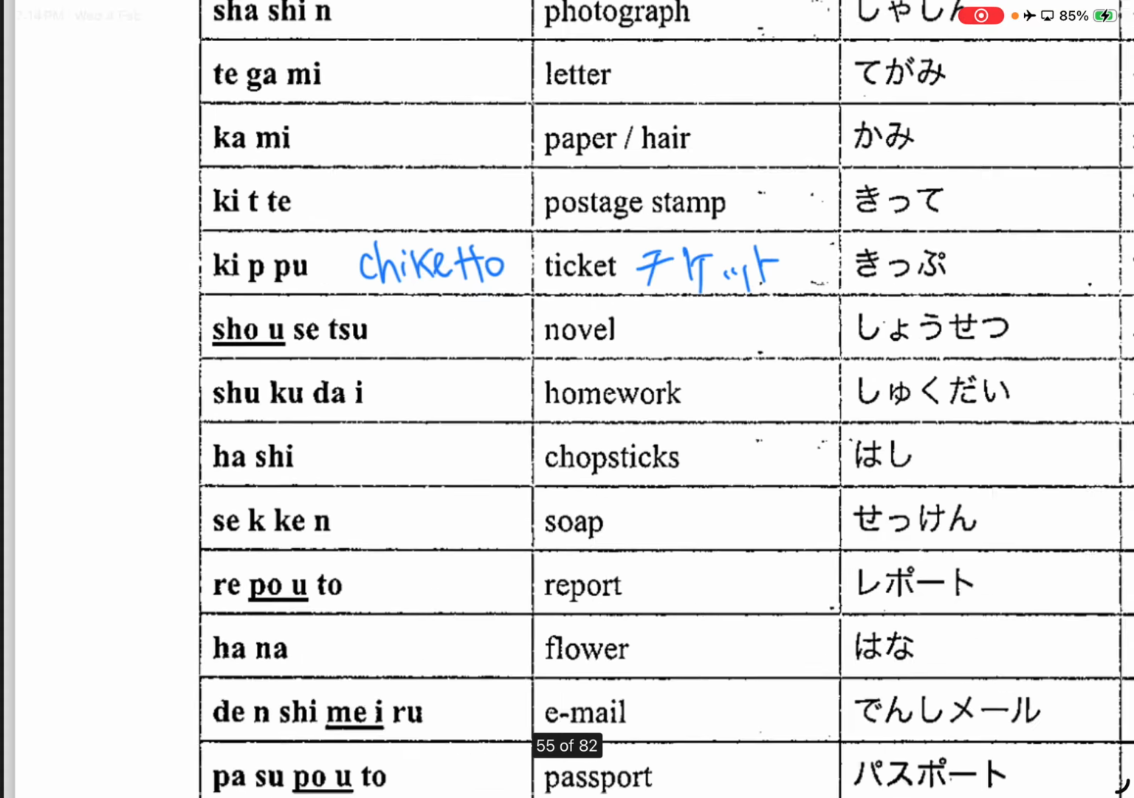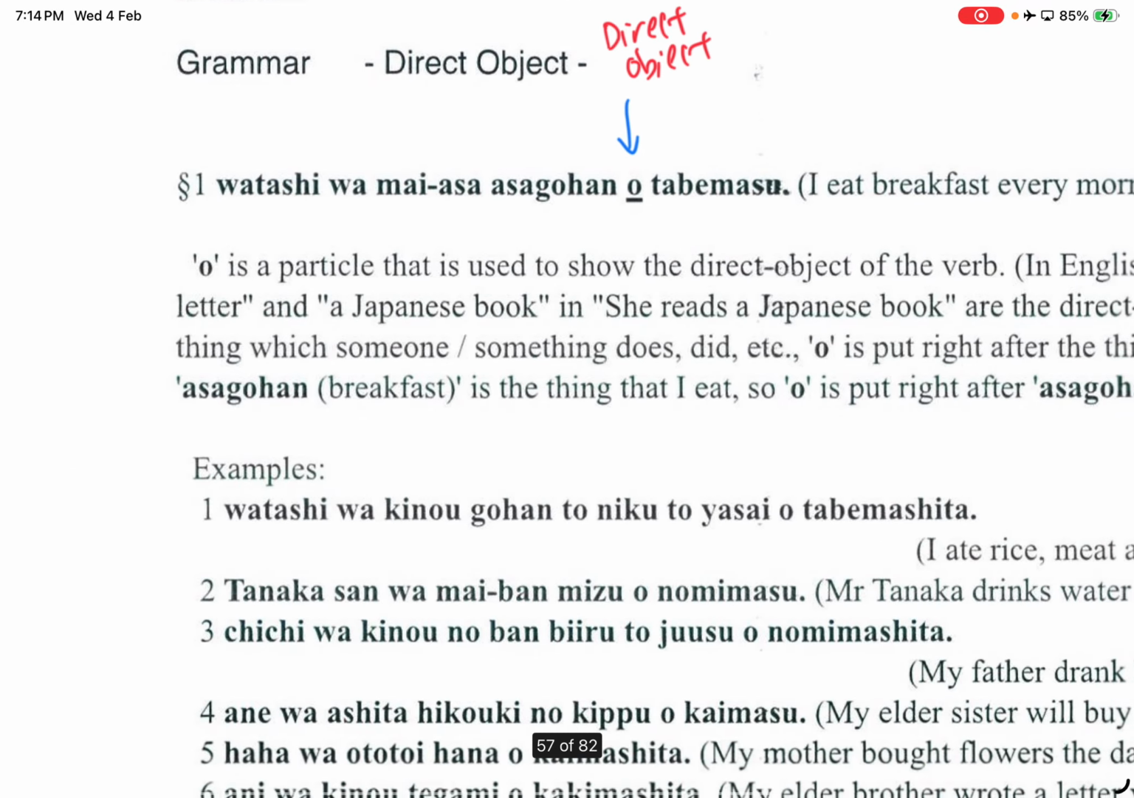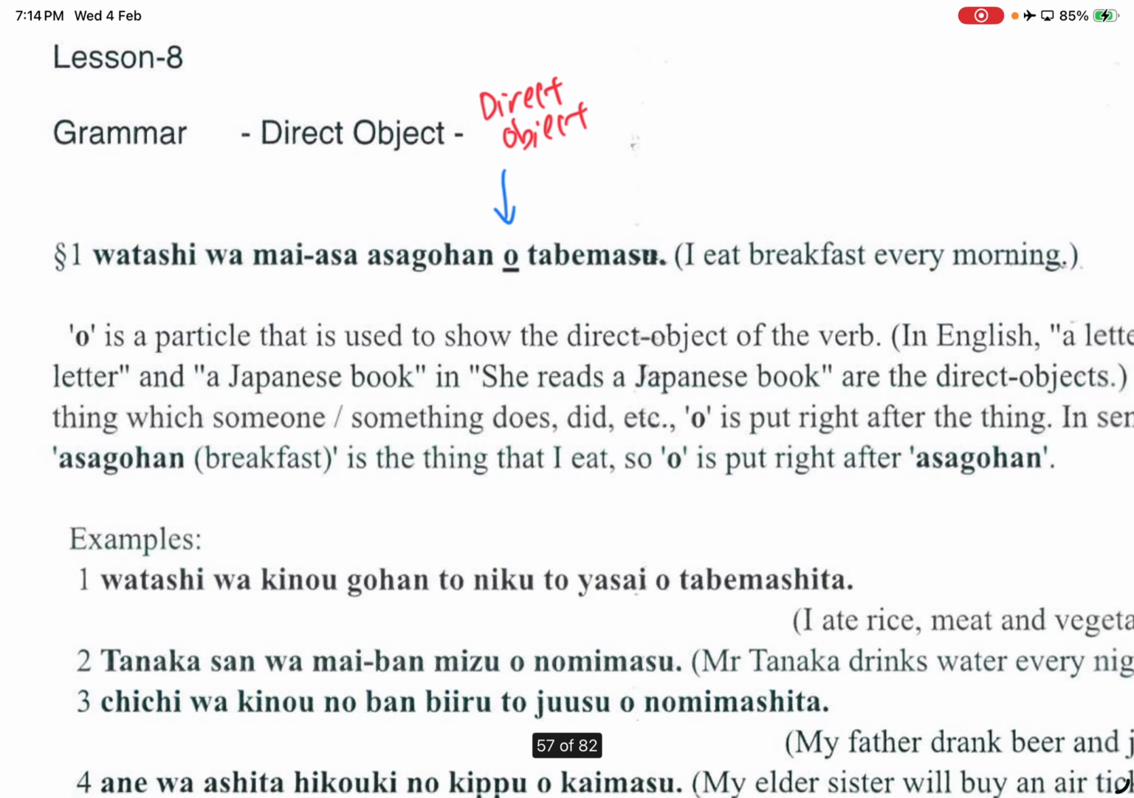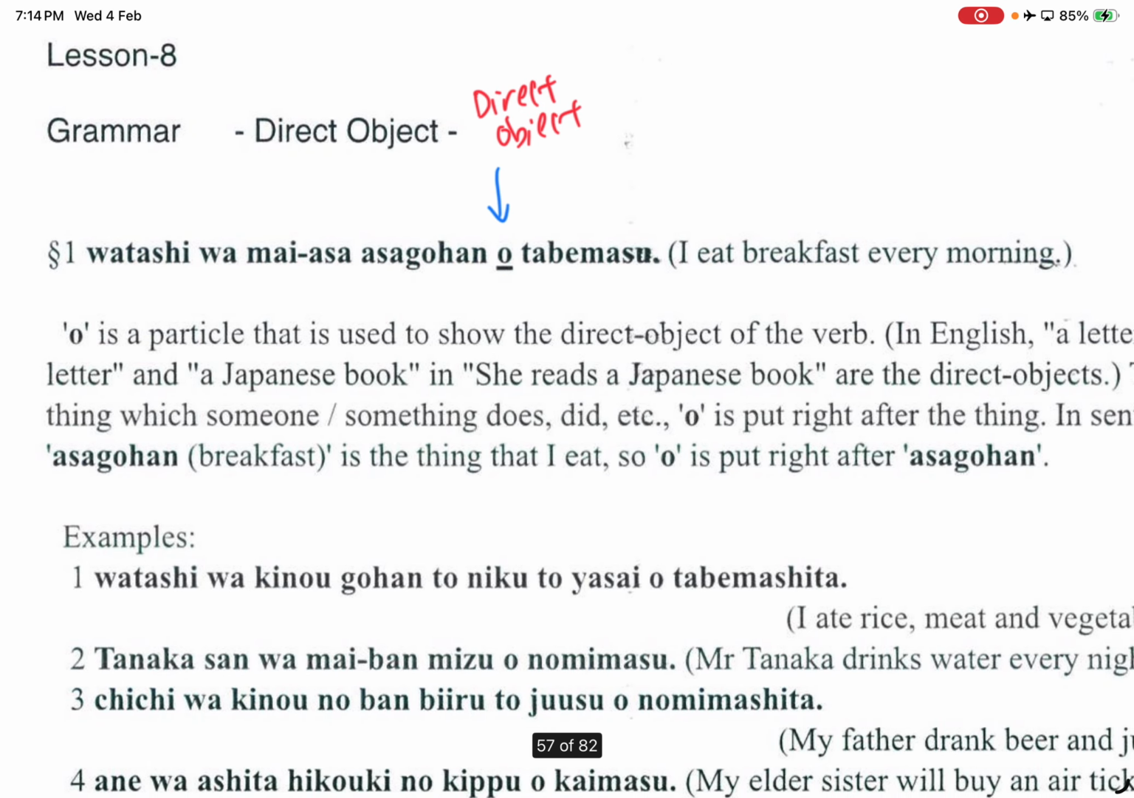We will briefly talk about lesson 8 as well. So lesson 8, this is what we call the direct object particle. Direct object particle means we have to directly interact with this verb. And then we know that there are 2 types of verb.